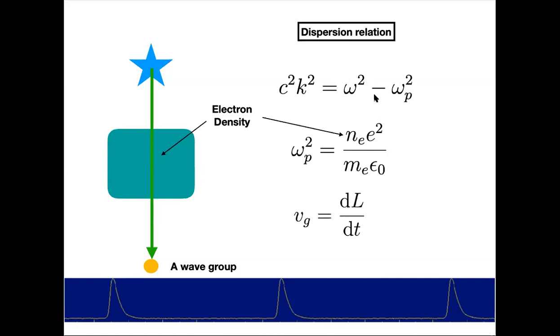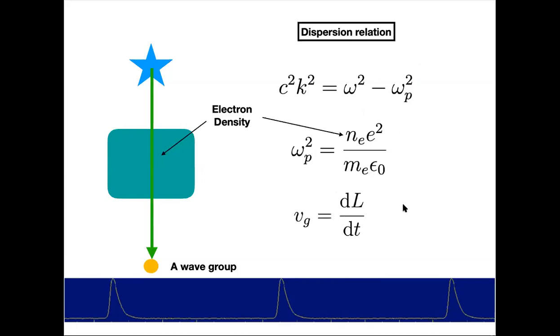If there was no plasma, then I will not have this term. So I'll have ck equals omega, which is essentially the dispersion relation for an electromagnetic wave going through free space. Once I have the electron density cloud in between, I get this minus omega p squared, which is related to the electron density by this. You can see that everything else, the charge of the electron, the mass of the electron, epsilon naught, are all constant. So omega p squared is directly proportional to electron density.